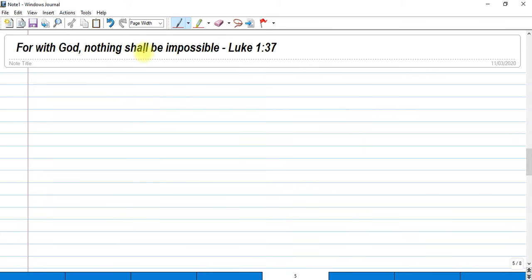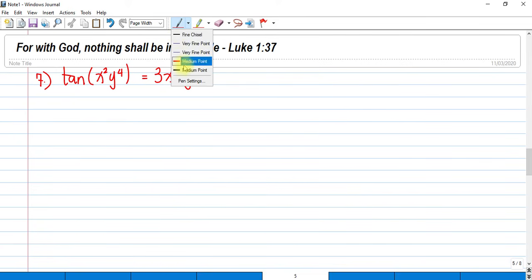Okay, let's proceed with number 7. Number 7 is tangent of x squared y raised to 4 is equal to 3x plus y squared. So what will happen here, we differentiate this.